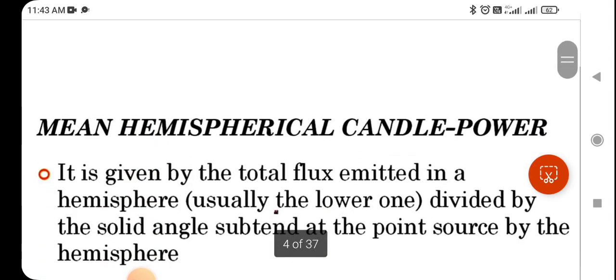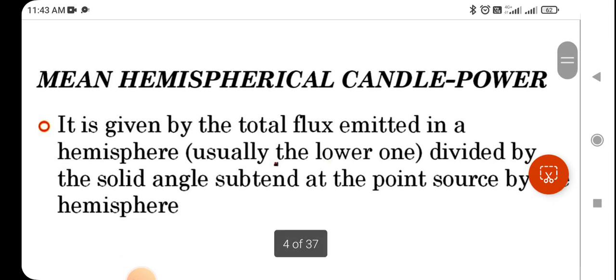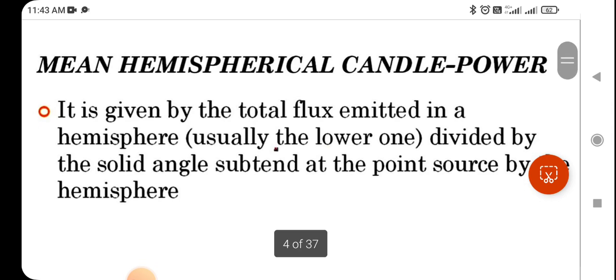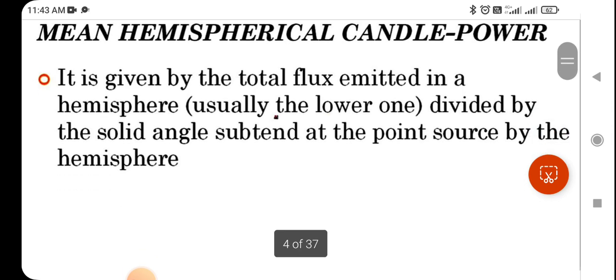Next is mean hemispherical candle power. This is equal to 180 degree and is usually used for the lower hemisphere. It is given by the total flux emitted in the hemisphere divided by the solid angle subtended at the point source by the hemisphere, and its value is equal to total flux upon 2 pi.